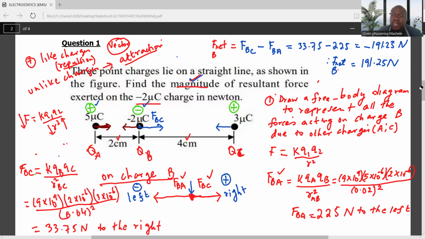Remember, it's not about taking right as positive. You can take right as negative, then all the same applies, and the answer will still be the same. I believe you are following.